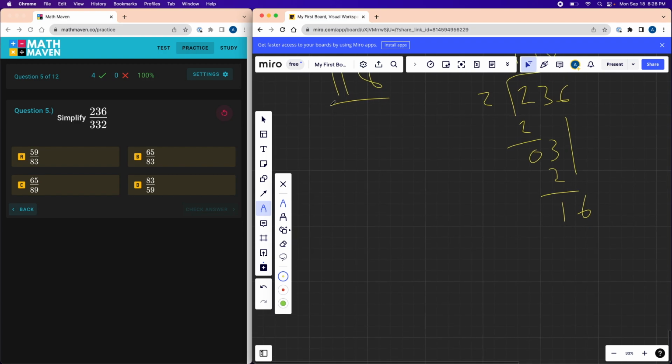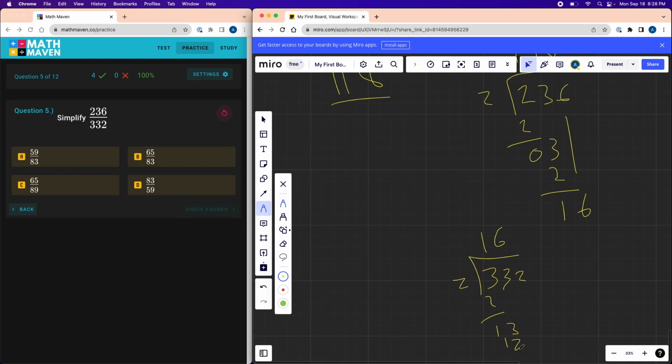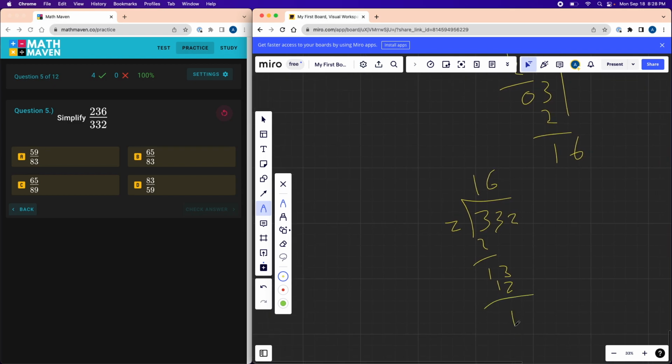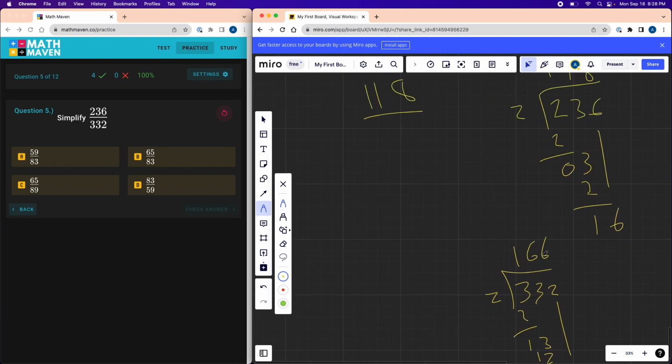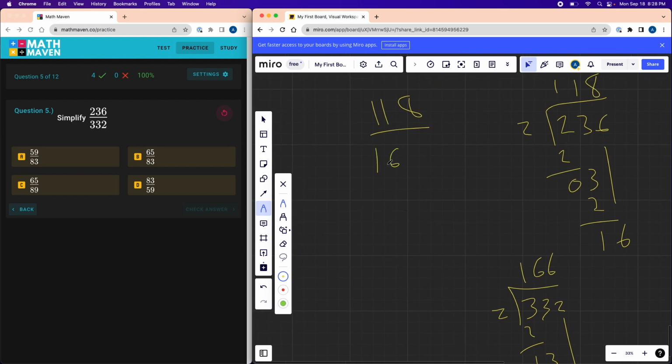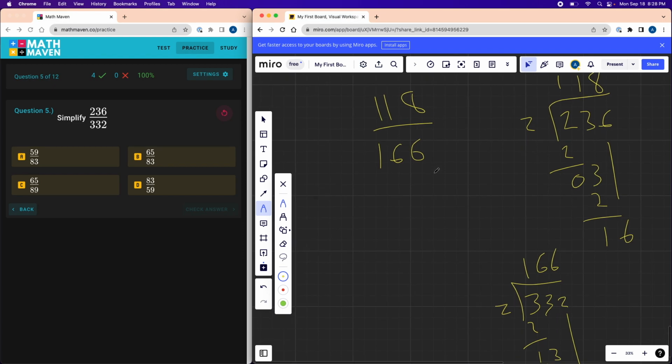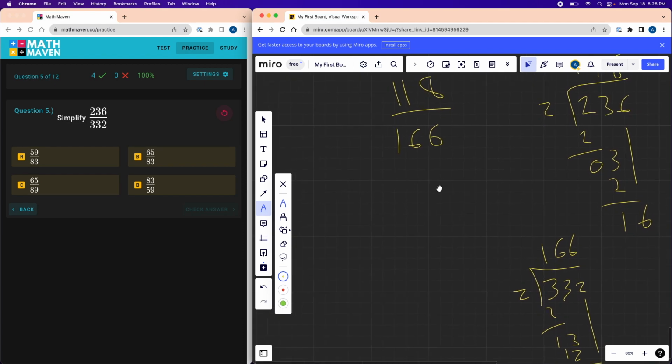And now we need to do 332 divided by 2. Same thing. That'll be a 1, and then a 3. Drop down a 3. That'll be a 6 up there. That's a 12. Subtract and we get 1, drop down that 2, and that'll be a 6. So 166 on the bottom. Now we have 118 over 166.